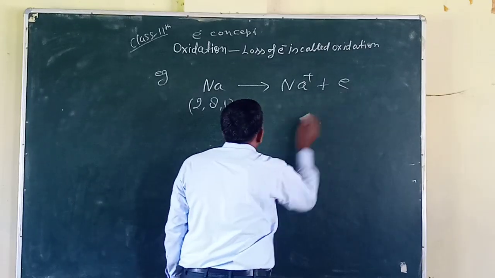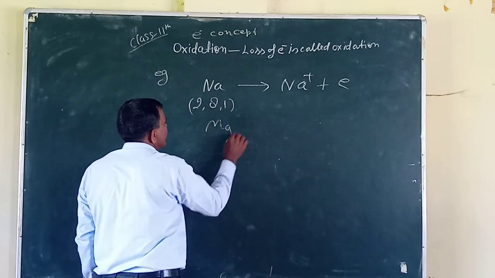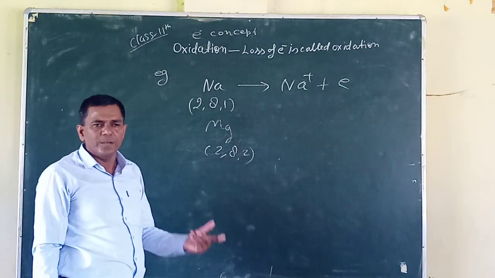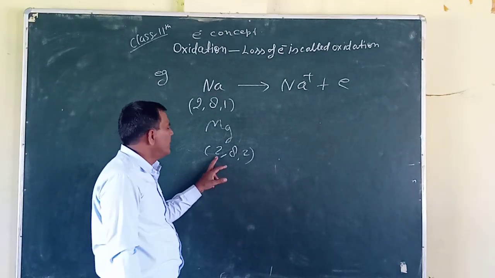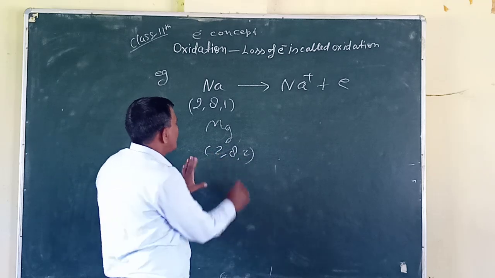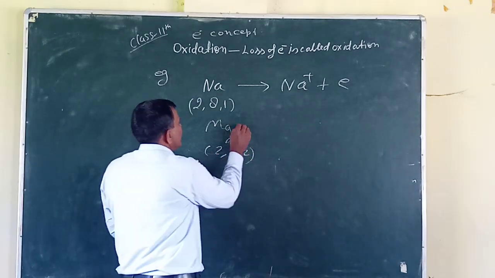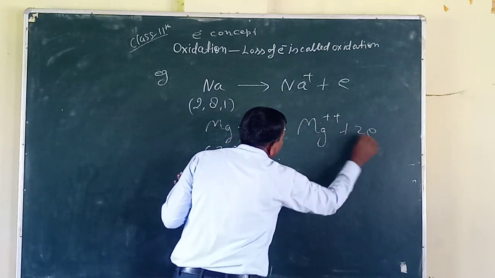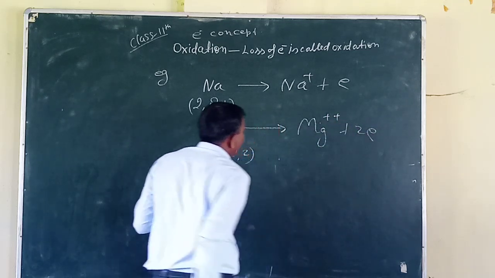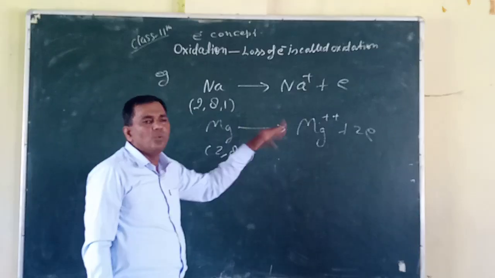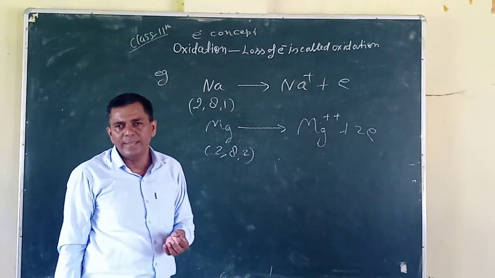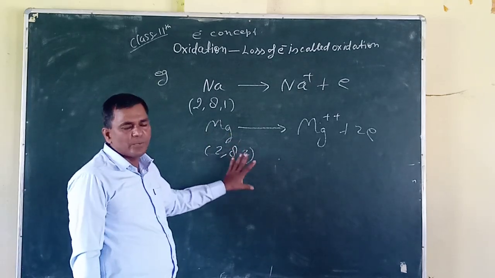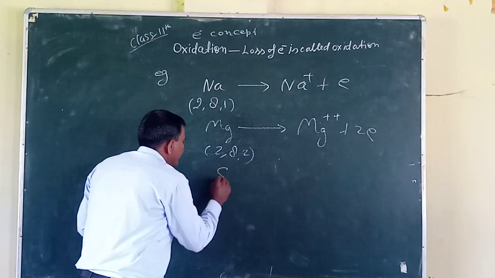For example, magnesium, atomic number 12, has electronic configuration 2, 8, 2. So when two electrons are removed, we get magnesium ion and two electrons. That means two electrons are lost from the outer shell, so it is called the oxidation process.